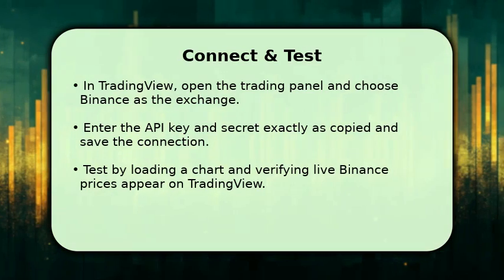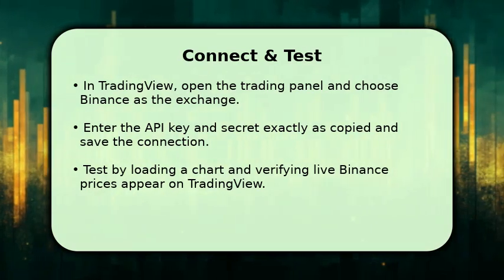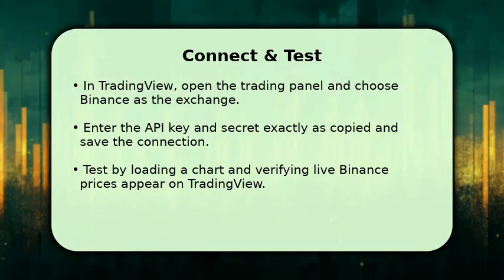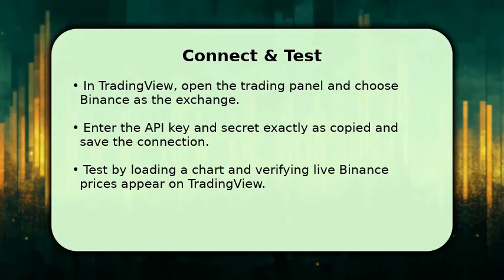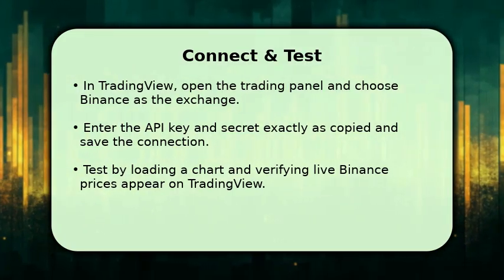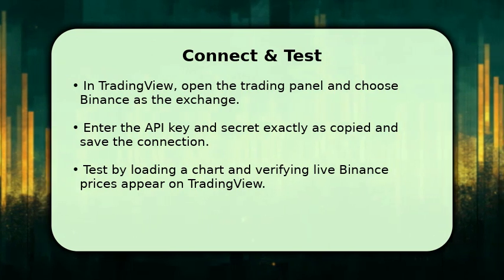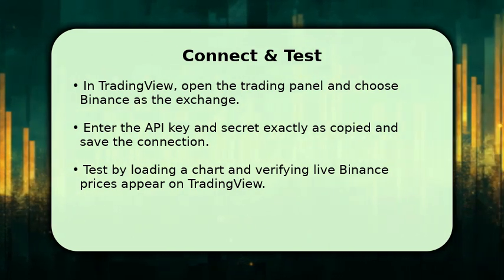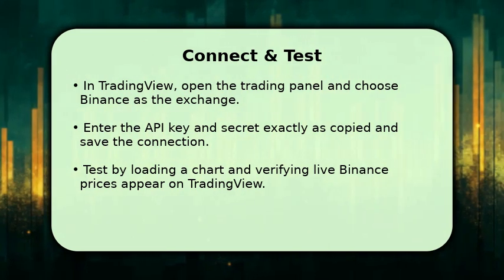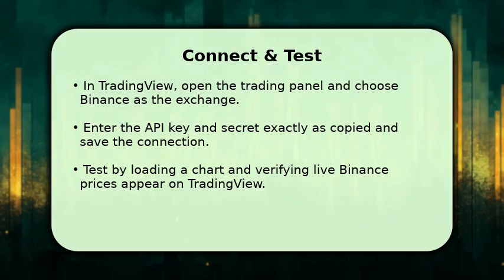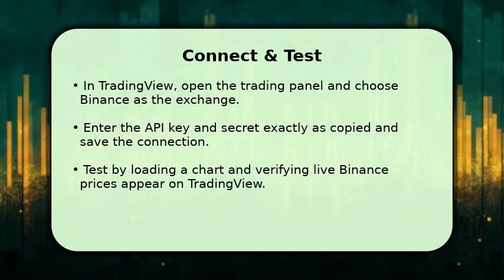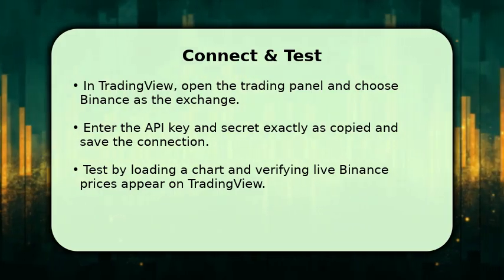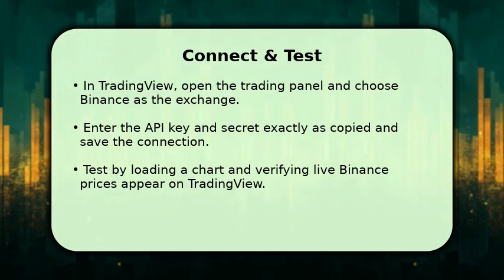On TradingView, open the trading panel and select Binance from the exchange list to add a new connection. Paste the API key and secret, then save and allow the platform to authenticate. Refresh your chart and check that Binance prices and balances populate correctly. If you see connection errors, recheck permissions, confirm 2FA confirmations on Binance, and try a browser refresh. Finally, test in paper mode before relying on live account views.